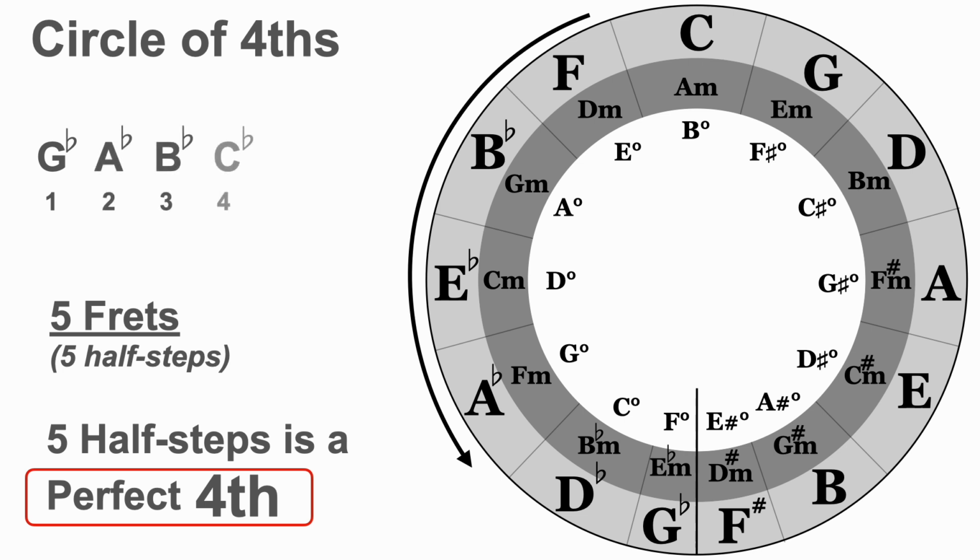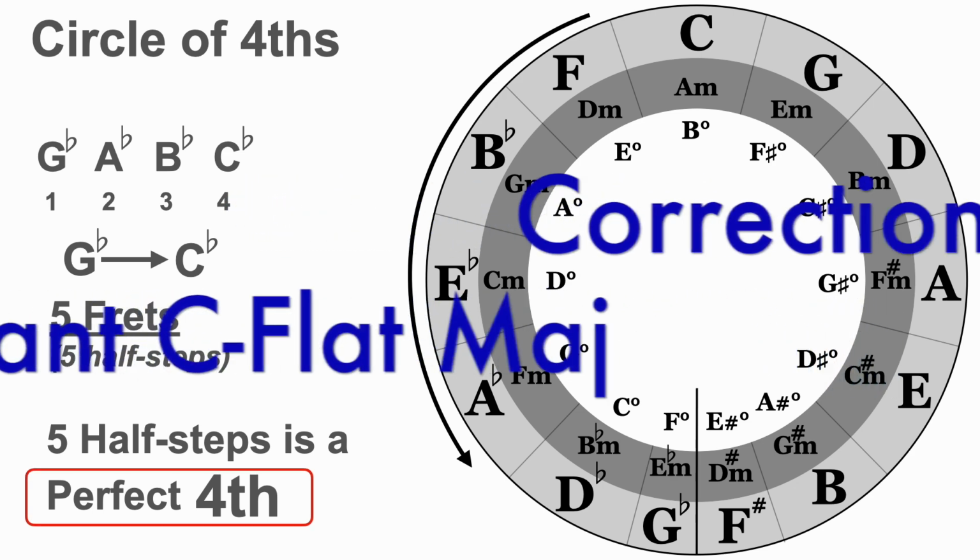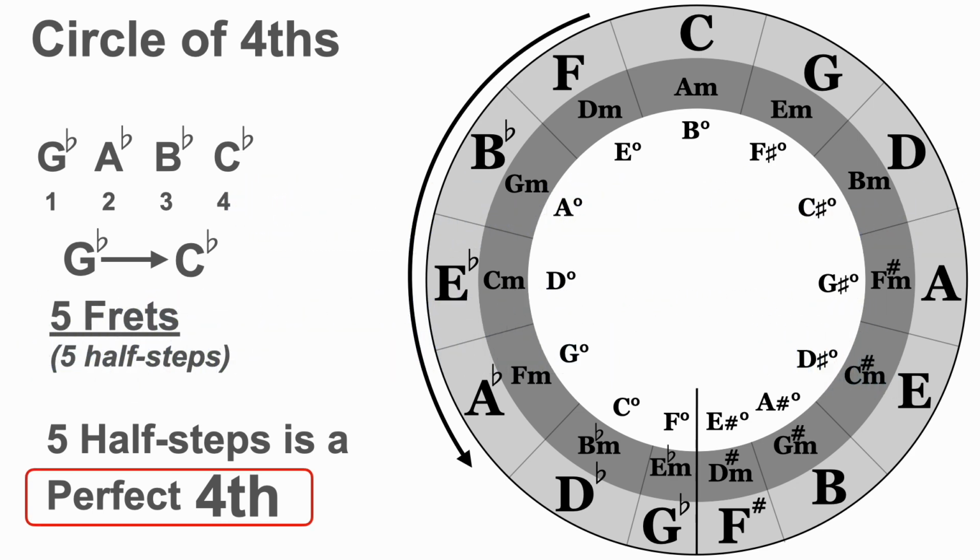Okay? So now we can look at something even more complex, seemingly. And now we're moving from G flat major to C flat major. Right, the C flat, right? Everything is flat. But once again, if we go from G flat major to C flat major, we are still moving 5 frets, 5 half steps, 5 semitones, and we are still moving up that perfect fourth.